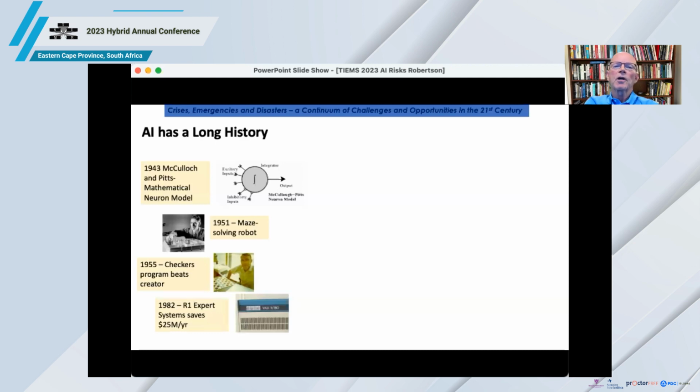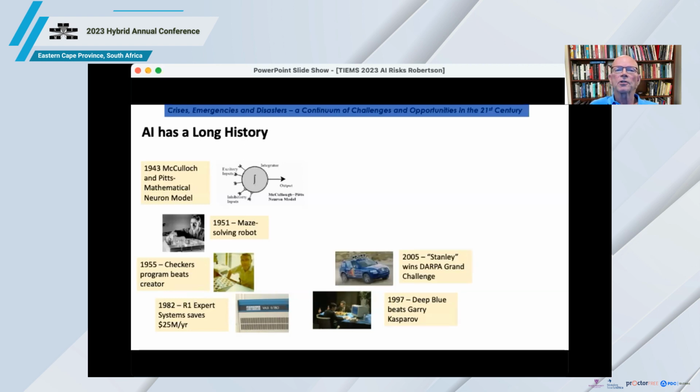By 1982, a new kind of artificial intelligence, expert systems, was in vogue, and Digital Equipment Corporation used it to save $25 million a year by supporting their sales engineers in configuring systems for customers. 1997 was a big year for AI when IBM's Deep Blue beat the reigning chess champion, leading to headlines about when AI is going to take over, which are, of course, reminiscent of things we're seeing today in the news.